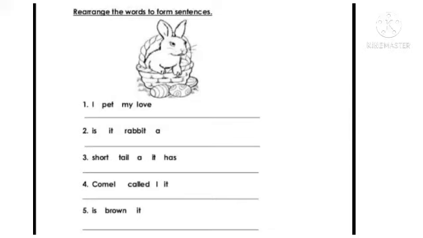Look at this exercise. Rearrange the words to form sentences. Here you can see a picture of a rabbit, and below are given some words, but they are not in correct order. We need to arrange the words in correct order to make a meaningful sentence. First one, they are given the words I, pet, my, love. Using these words, how to make it a sentence?